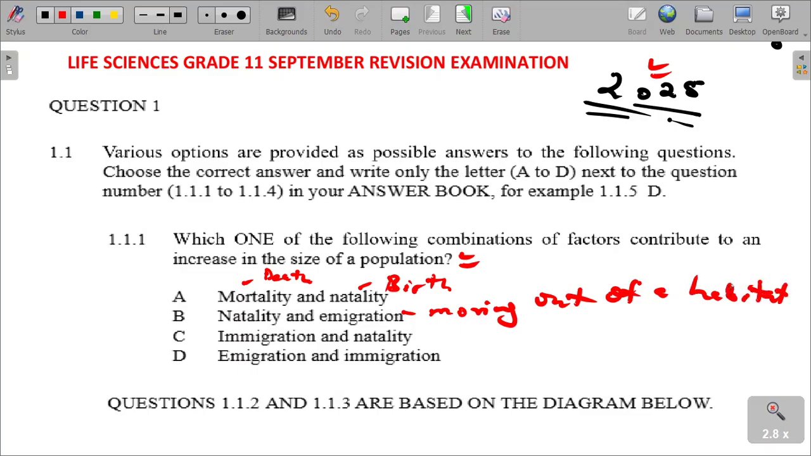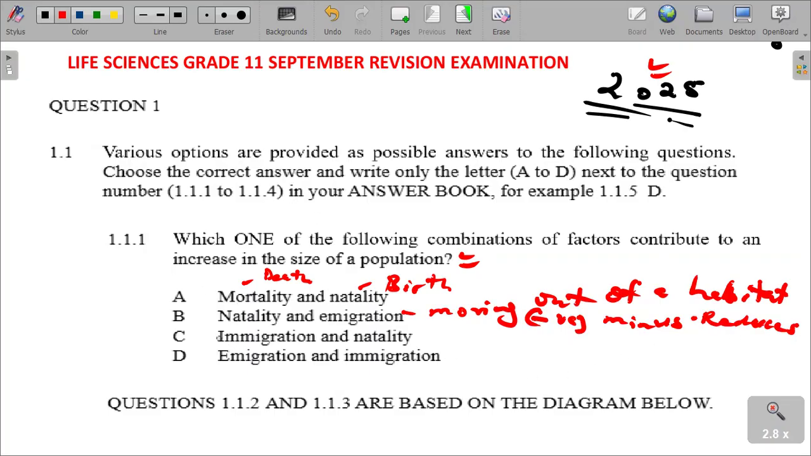When organisms move out of a habitat, we say emigration. It is basically a negative effect, a minus. It subtracts from the population. When we look at population, emigration is a minus. It actually reduces the population.